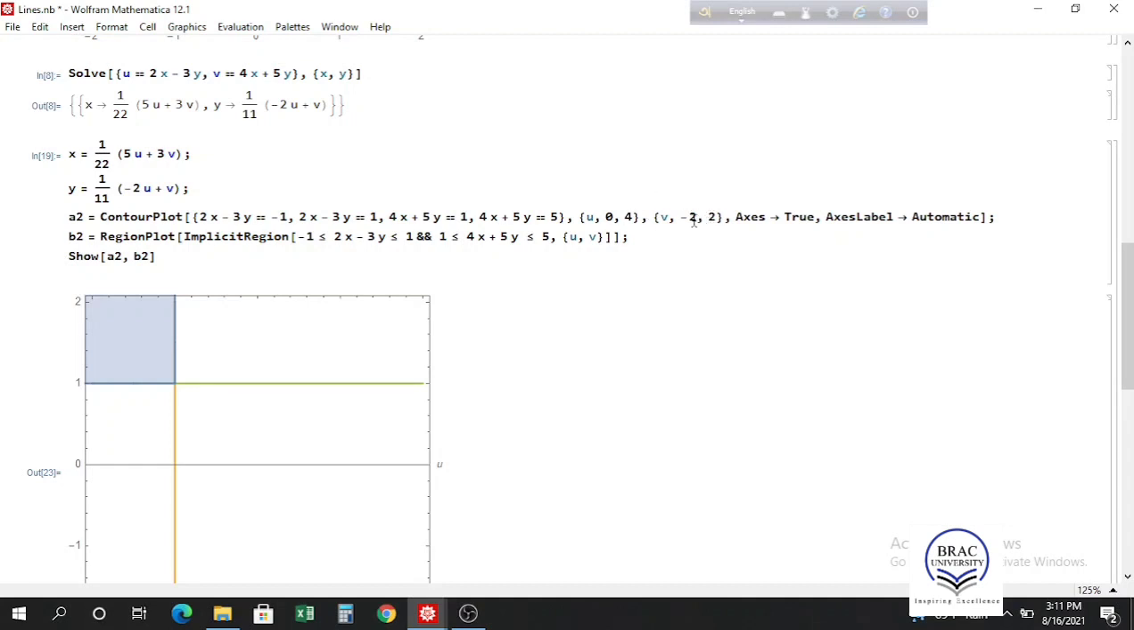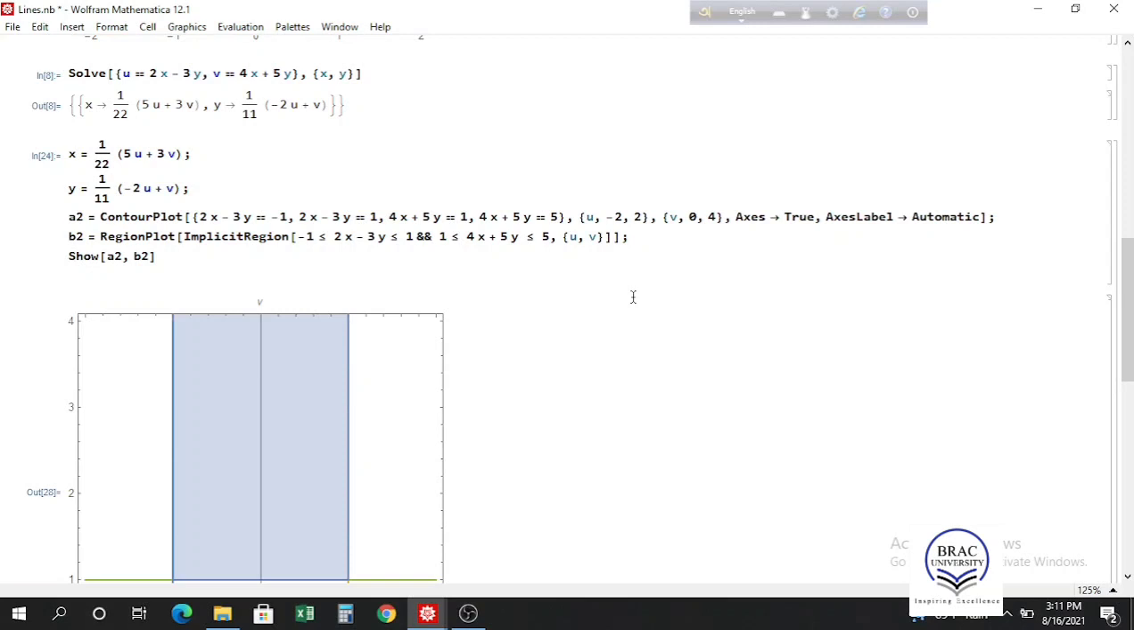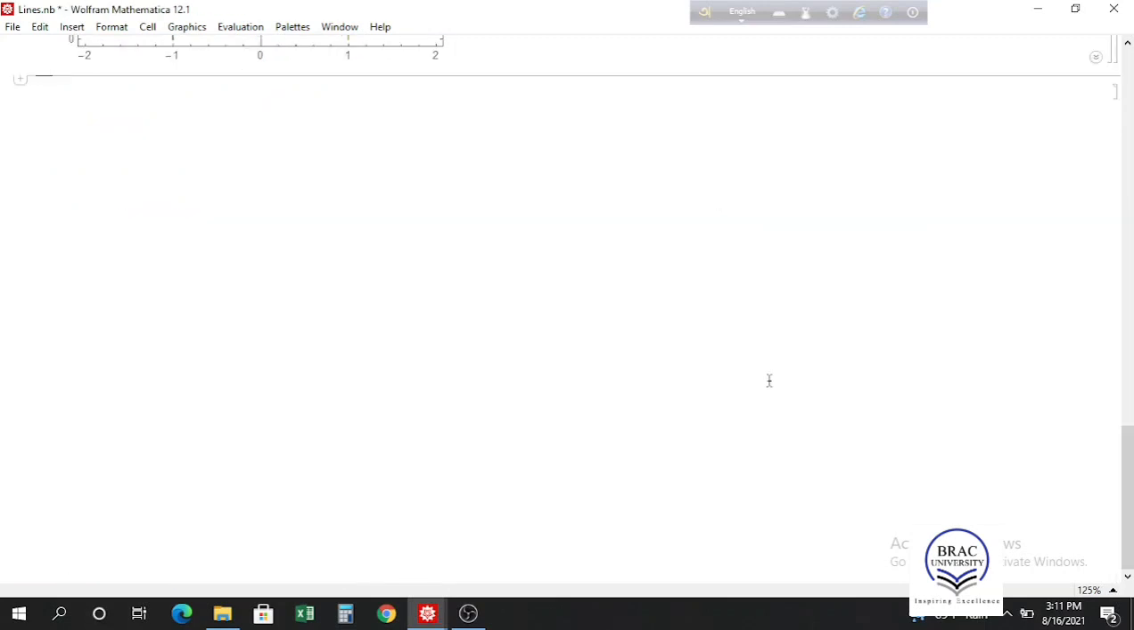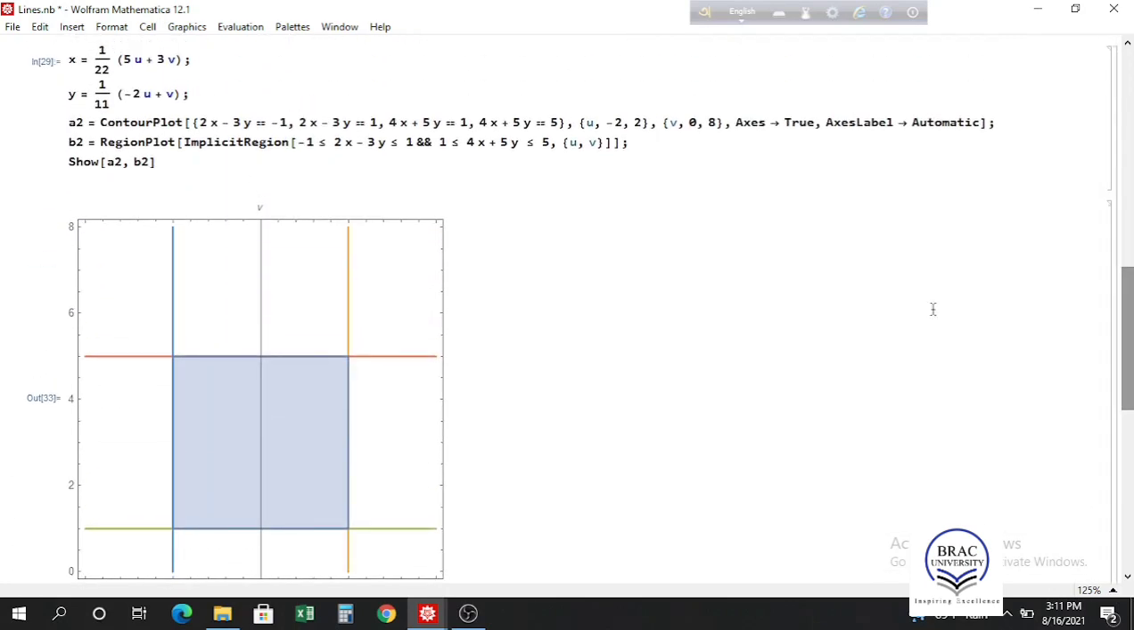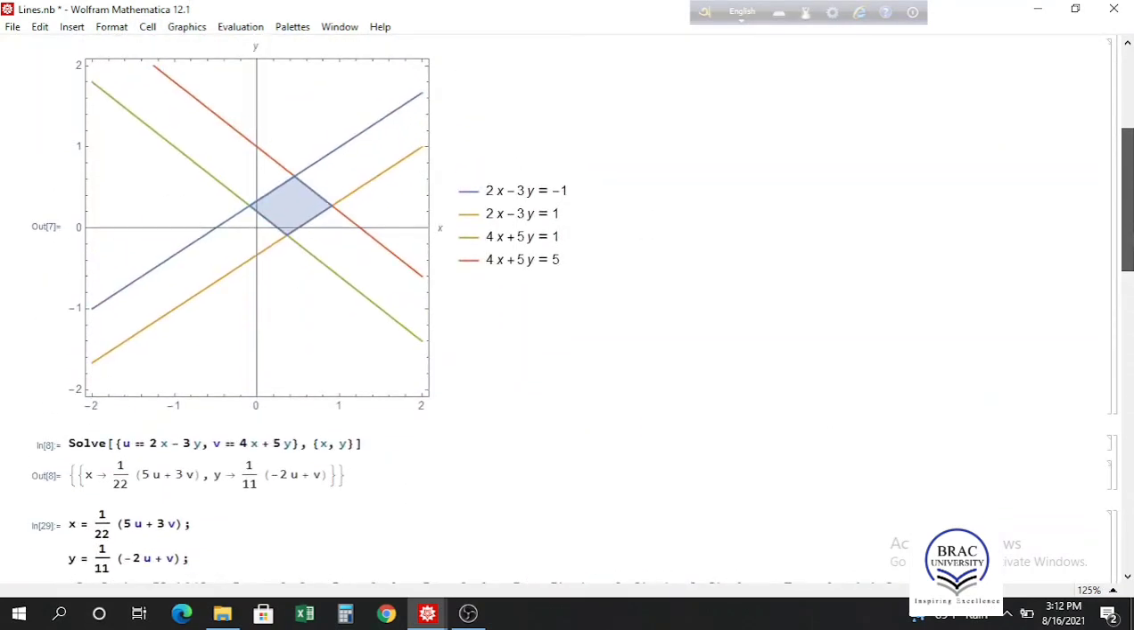Well, I changed the range of u. So v should be from 0 to 4, and keep u from minus 2 to 2. Well, v is bigger than 4, so let's take 8. So you can see the enclosed region in the UV plane now. This is the same region R, but transformed R in the UV plane.